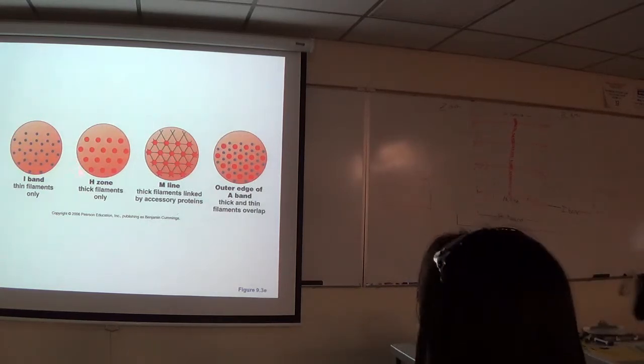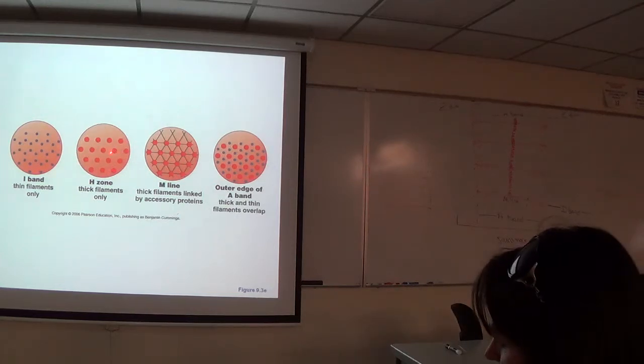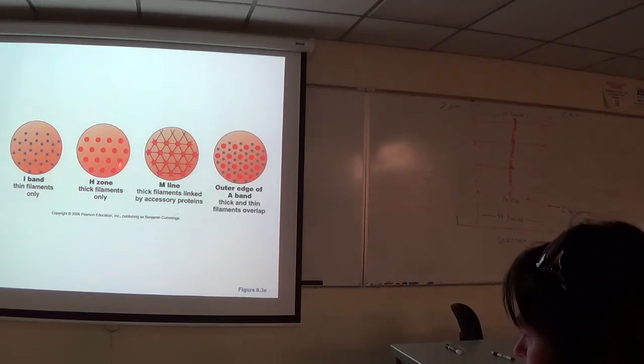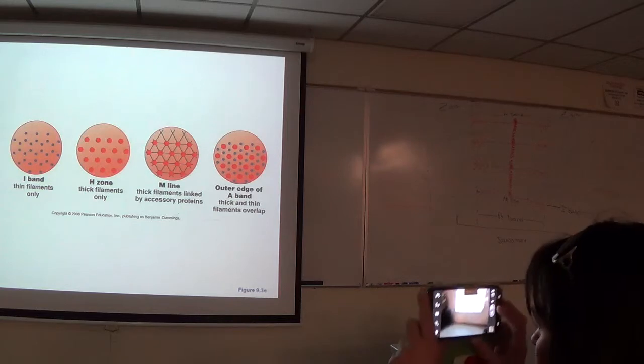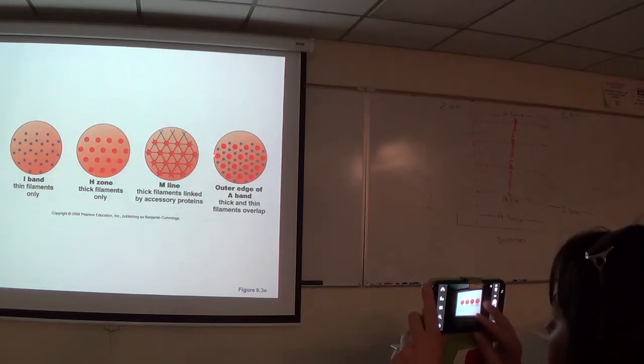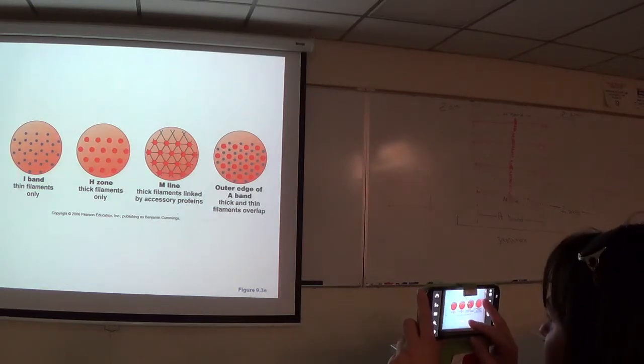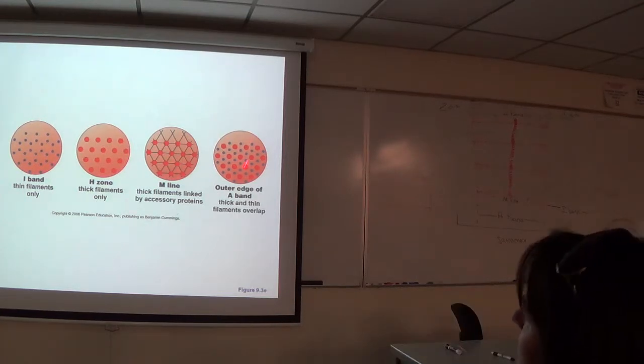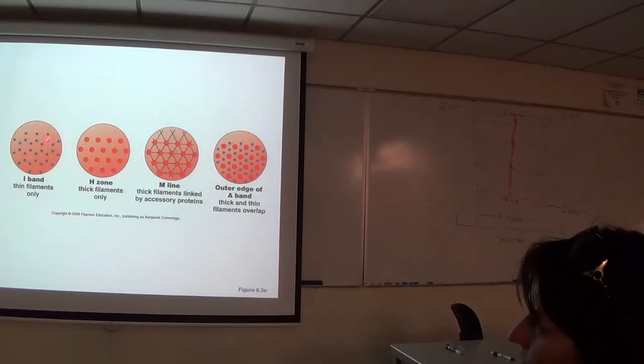So this is the H zone, that part of the A band that has no overlapping actin. Here we have overlapping actin, with myosin, so we're still in the A band. Here we have only actin. So that's the I band.